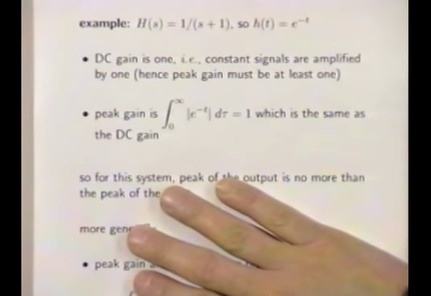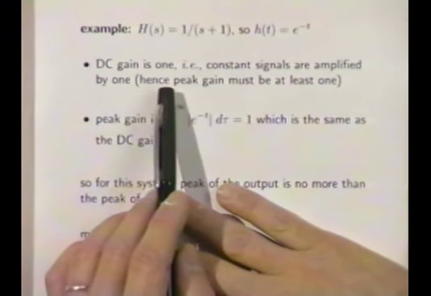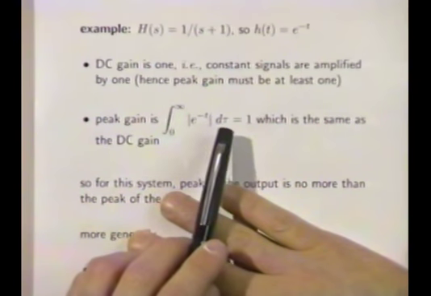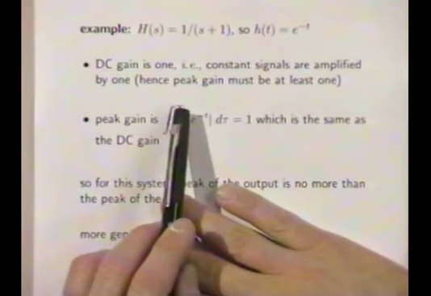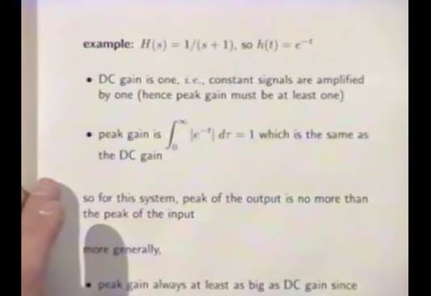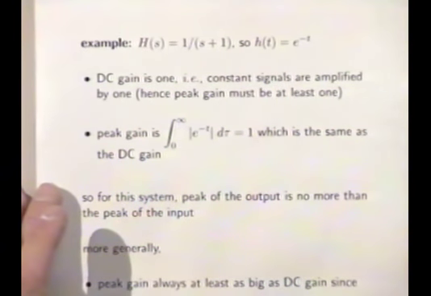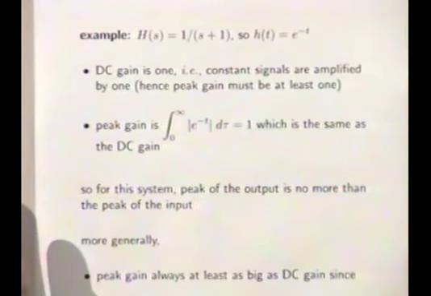Okay. So the DC gain is 1, and that says constant signals are amplified by 1. To calculate the peak gain, we take the integral of e to the minus tau d tau, but this thing is positive, so I can just remove the absolute value signs, and you get the same thing. That says that for this system, the peak gain is 1. In other words, the peak of the output signal is no more than the peak of the input signal, and in other words, a constant signal is amplified by as much as any signal can be amplified. That would be this.